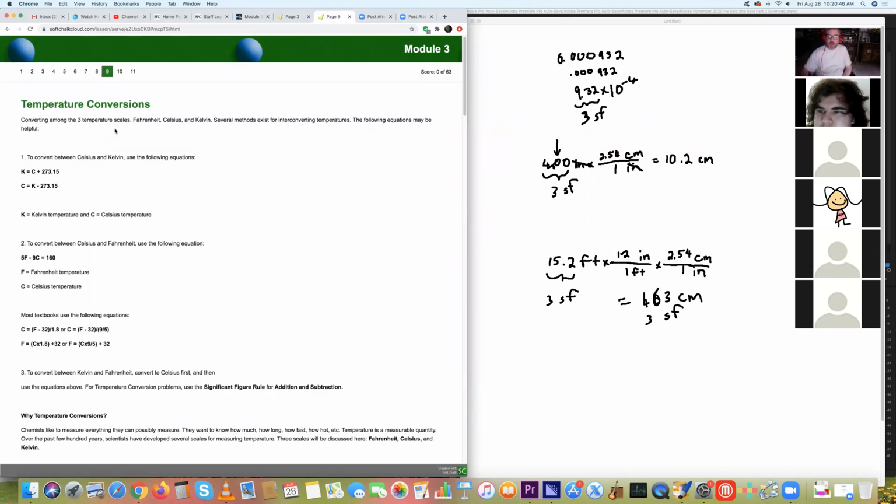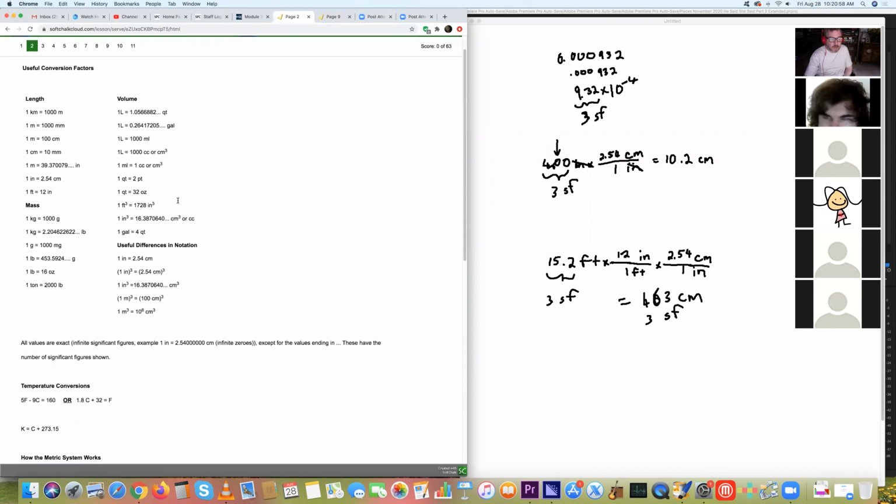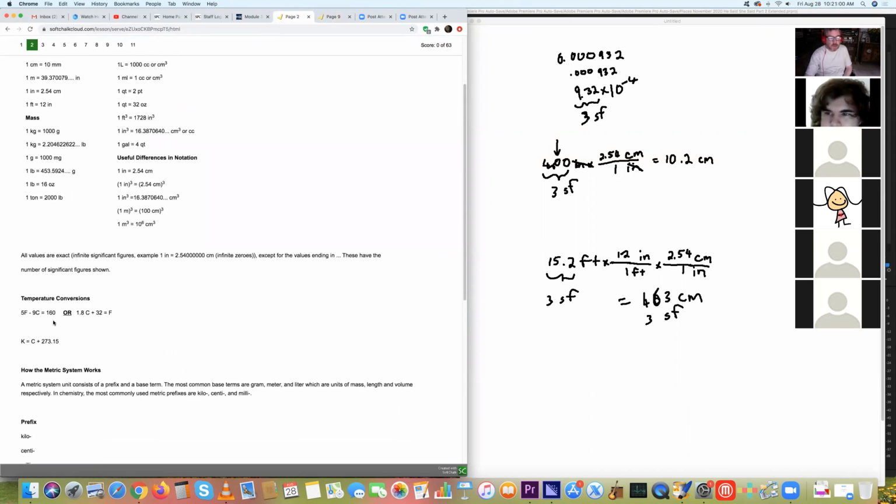Let's look at the temperature conversions, and I'll go through that. Now, if you notice the K to C, that's the Celsius to Kelvin. These are given on your conversion sheet as well. You'll find them down here at the bottom, so you don't have to memorize them. They'll also be given on the test as well.